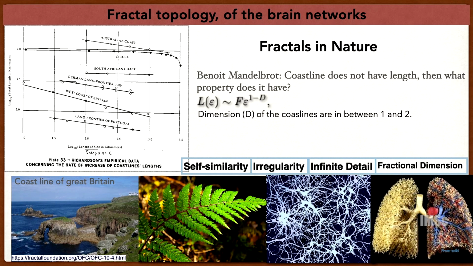And from then a lot of study has been done on this fractal topology, and in the real world you always see it, like the example of this leaf, or the example of tangled nanoparticles, or our lungs, which all have fractal structures. Okay, so what are the properties of fractals? They have self similarity, they have irregularity, they have infinite detail, and they have fractional dimension. Okay.